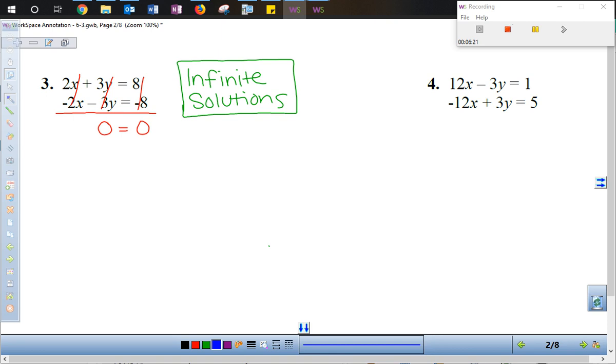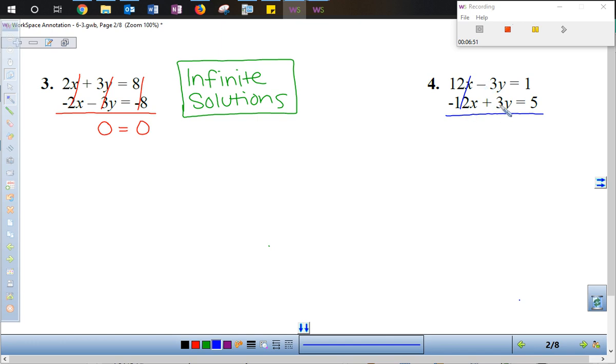So on number 4, I want to first make sure they're lined up. My x's on top of my x's, y's on top of y's, equal signs on top of equal signs, and constants on top of constants. Then I want to make sure that if I add them together, something's going to eliminate. Let's start with the x's. They do have the same coefficient, which is good, and then one's positive and one's negative. So that means that if I add them together right away, they'll cancel out. So let's do that. 12x and a negative 12x cancels out.